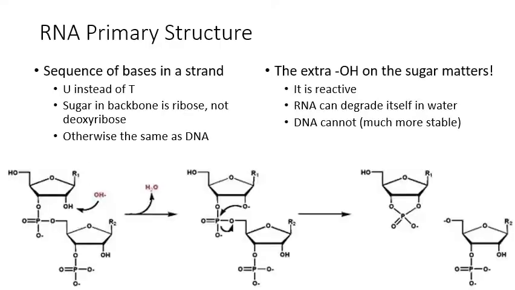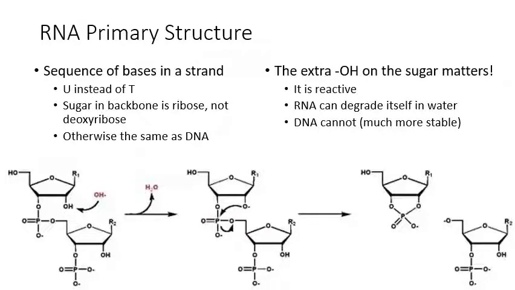Okay, so that's the structure of DNA. Now we'll go over the secondary and tertiary structure for RNA, which I think I might have also forgotten to mention. The RNA stands for ribonucleic acid. So the primary structure for RNA, just to remind you, is the sequence of nucleotides in the strand, or the sequence of bases in the strand. It's slightly different from DNA just because you have uracil instead of thymine, and because the sugar you have is ribose, not deoxyribose.